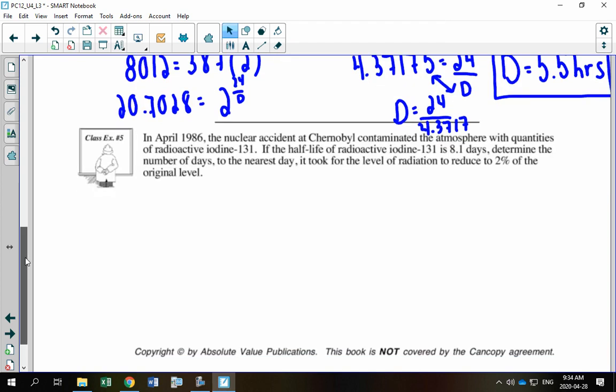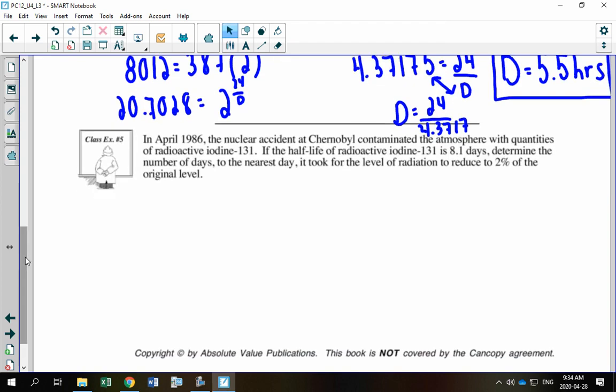Okay, number 5. In April 1986, the nuclear accident at Chernobyl contaminated the atmosphere with quantities of radioactive iodine. If the half-life of radioactive iodine is 8.1 days, determine the number of days, to the nearest day, it took for the level of radiation to reduce to 2% of the original amount.